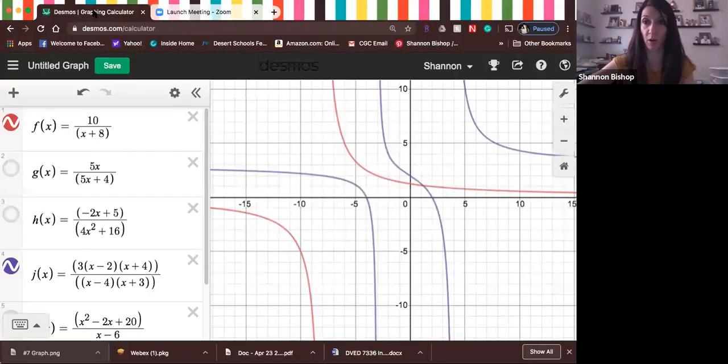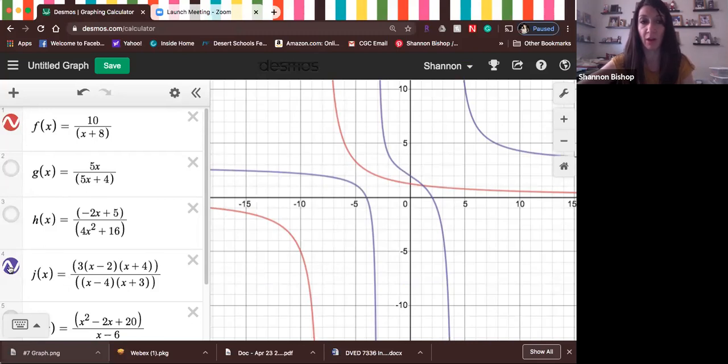Welcome back. We're now going to move on to our conversation about horizontal asymptotes. So we've already talked about vertical asymptotes, and now we're going to move on to the concept of horizontal asymptotes. If you look at those same graphs as before, right now I have f of x, the first one, and then of course my favorite, the j of x is pulled up right now.